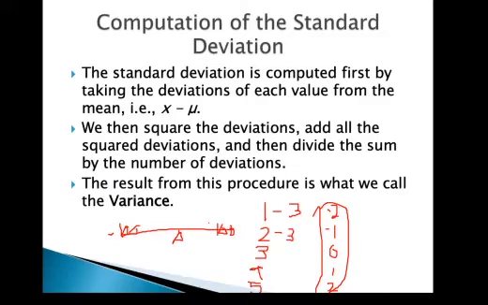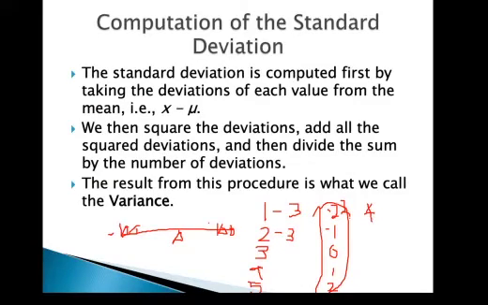And so to get the average deviation from the mean, we then square the deviations from the mean, and then add the squared deviations from the mean and then divide the sum by the number of deviations. So if we square -2, the negative values become positive, and we have 4.